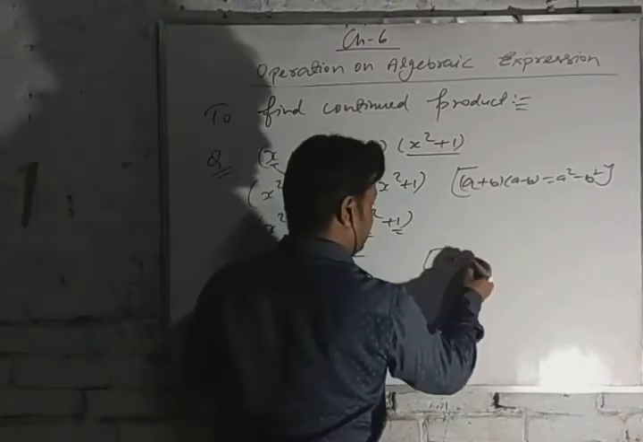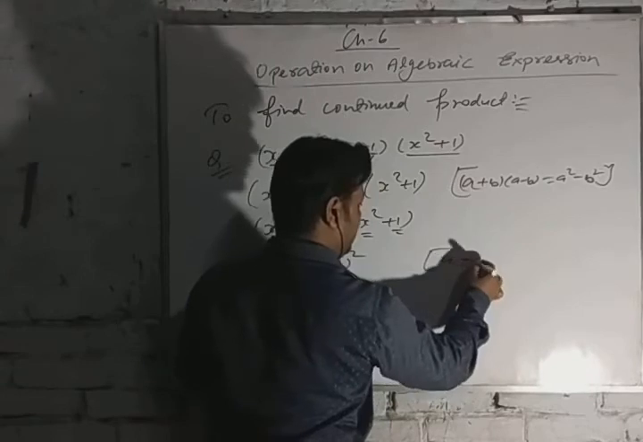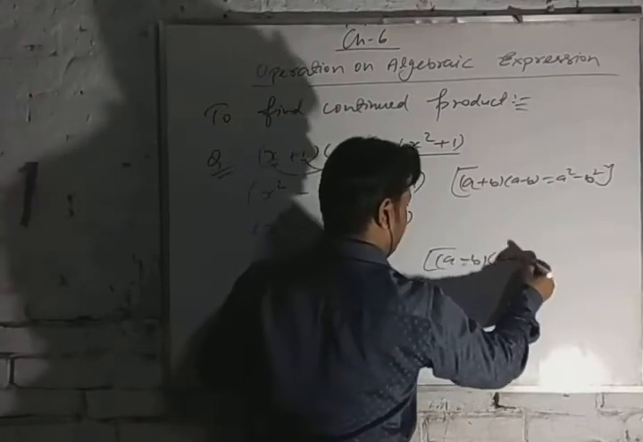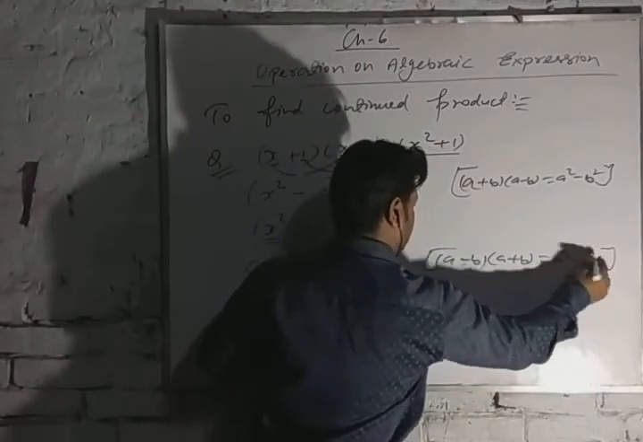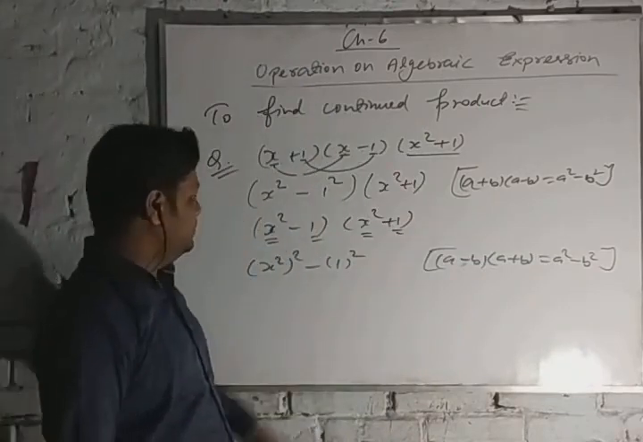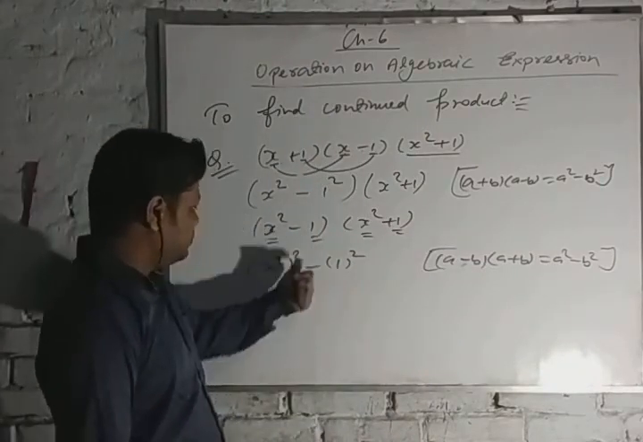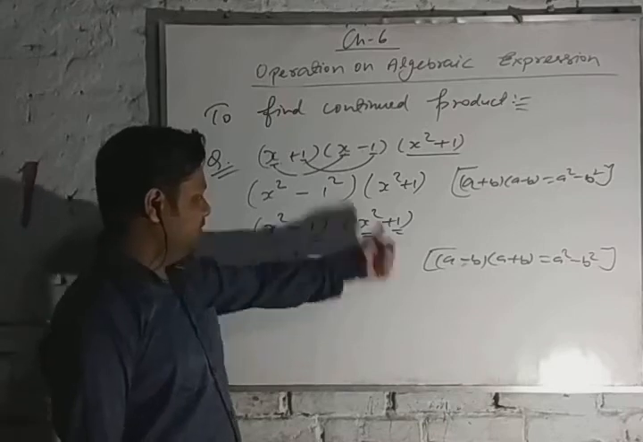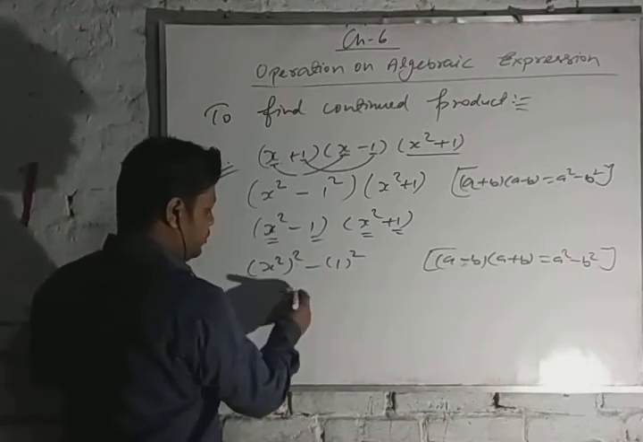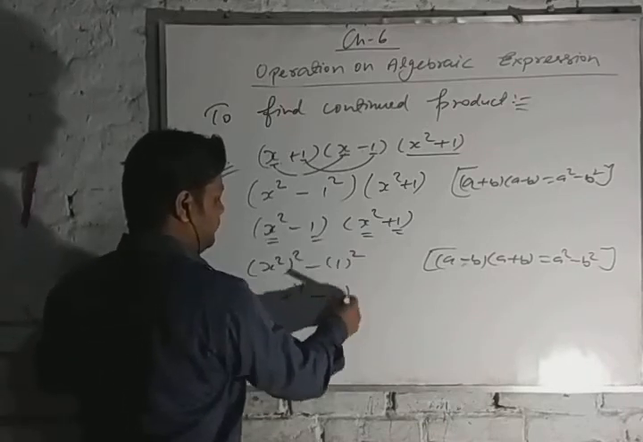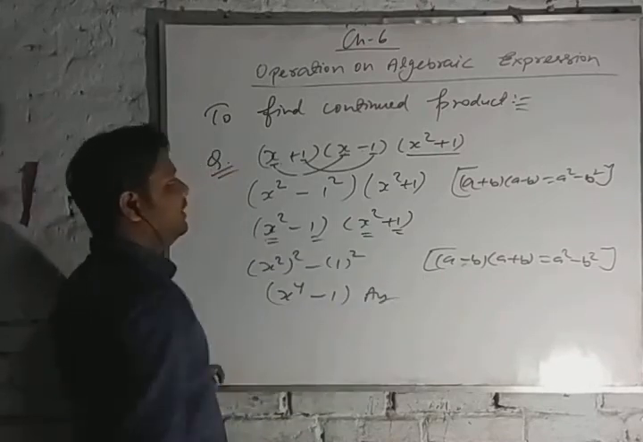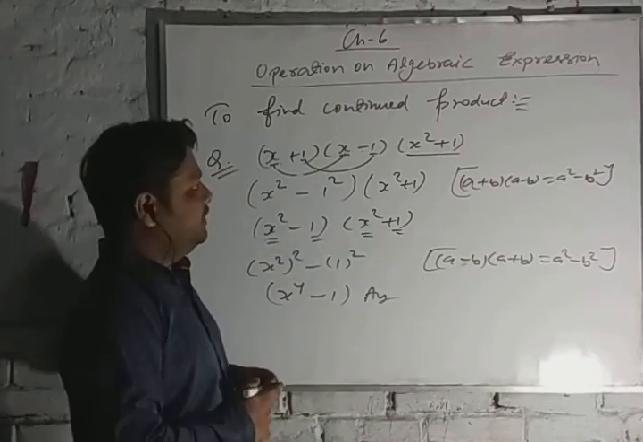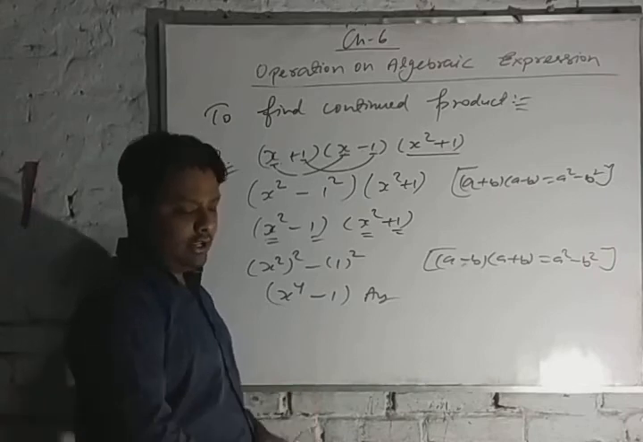Now again we will write the same formula. A minus B, A plus B is equal to A square minus B square. That formula we have again used. Here you can see x square to the square and here minus, then 1 square. Then it will be x to the power 4 minus 1 square. So this one will be our answer. So like this we will find continuous product. So let's see another topic.